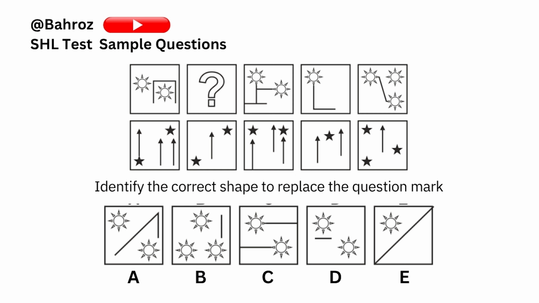Here we will need to find a relation between the images at the bottom and the images at the top. One relation is that the number of stars in the bottom shapes corresponds to the number of suns in the shapes on the top. The second relation is that the number of arrows in the bottom images corresponds to the number of lines in the images in the top line.